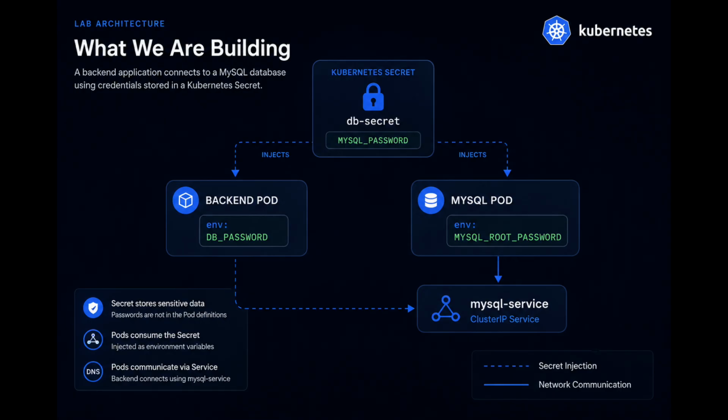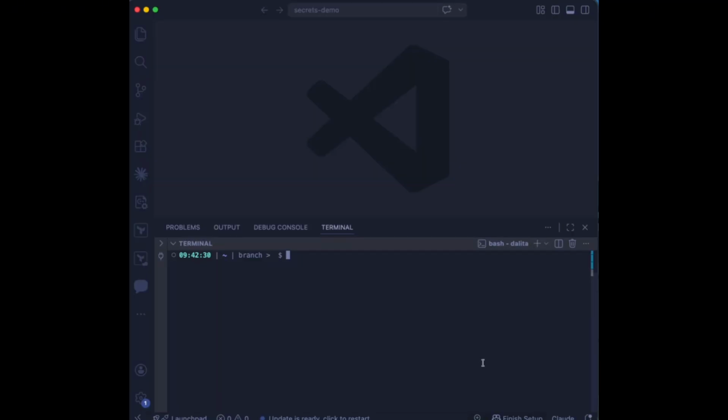To allow communication between them, we'll create a Kubernetes service called MySQL-Service. The Backend Pod won't need to know the database IP address. It will simply connect using the service name. By the end of this lab, we'll have a small but realistic architecture that demonstrates how secrets are used in real Kubernetes environments. Let's start by creating a dedicated project folder for this lab.